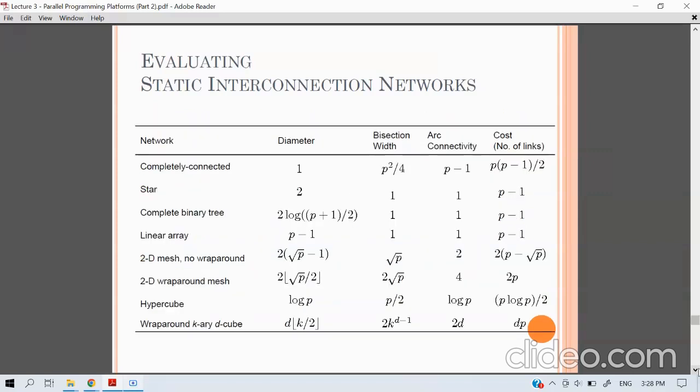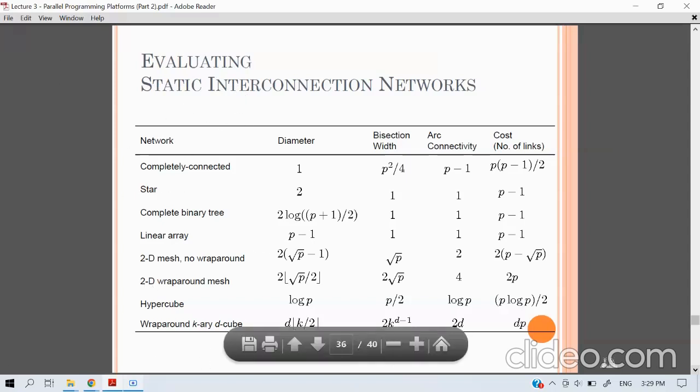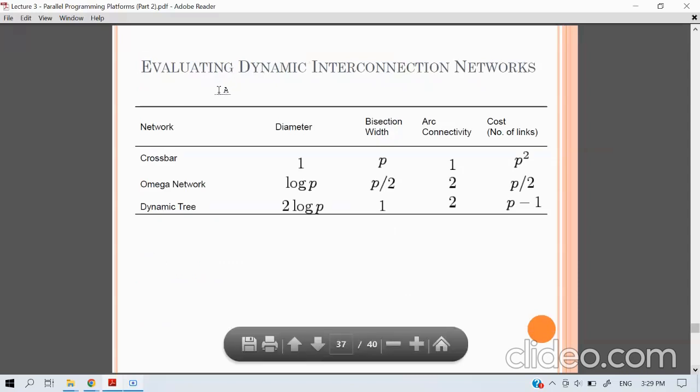So this is the summary of each topology: the diameter, bisection width, arc connectivity, and also the cost required when we want to construct a parallel computer according to the chosen network topology. This one is for static interconnection networks. This one is for dynamic interconnection networks.